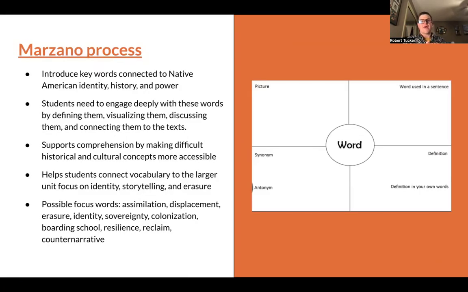So for the first part of that, engaging deeply, I'm a big fan of the Marzano process or strategies. This really asks students to work with the words in a few different ways and really get their hands dirty with the wet clay, right? They have to define the word, visualize it, discuss it, and then make connections between texts. Again, this type of deep engagement with vocabulary words goes a long way in helping students define in their own mind what something means.